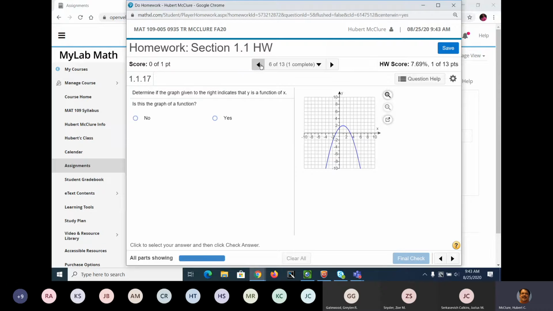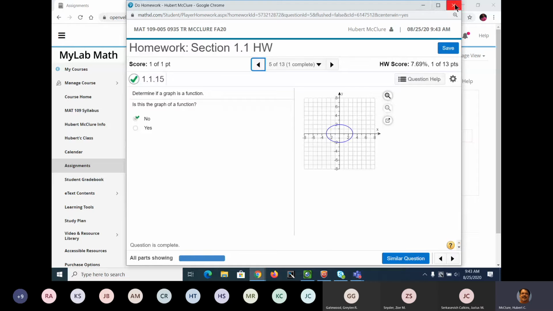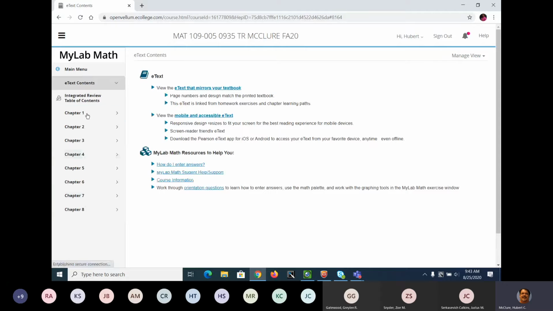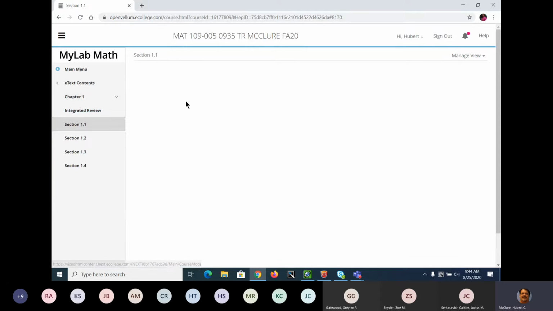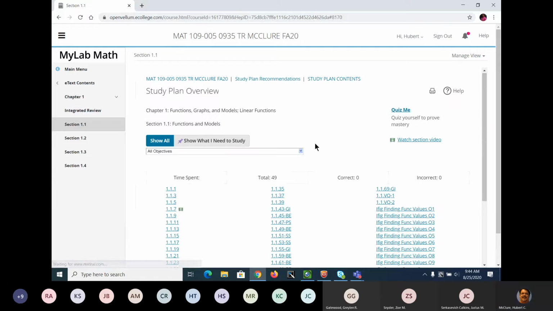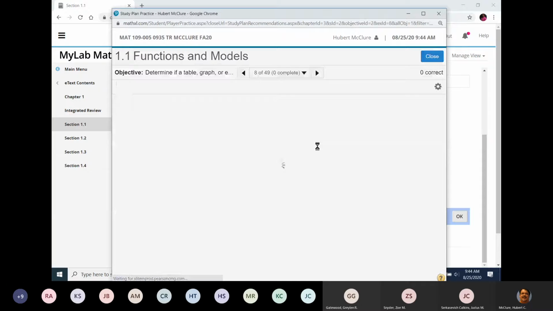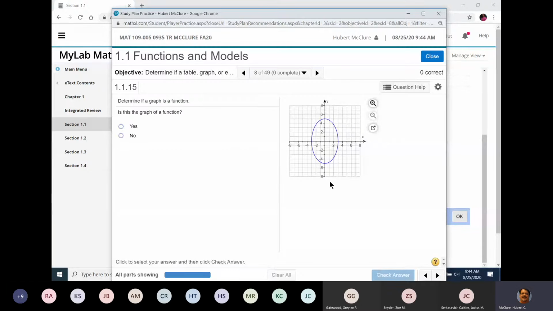Number 15. Yeah. So let's go back, get out of that, and let's go to e-contents 1.1, 1.1, study plan, and go to number 15. And when you go to number 15, okay, there we go. It should look like that problem. And there it is. And then you can spend more time on it in study plan.